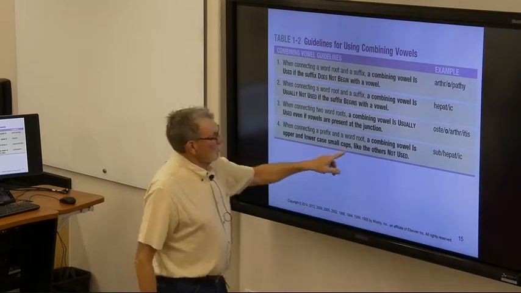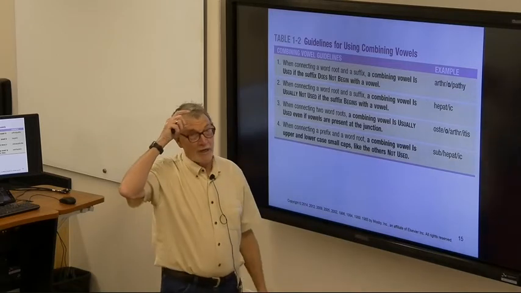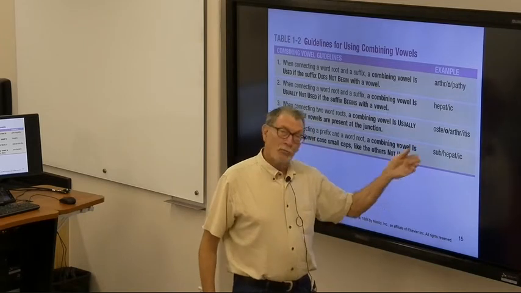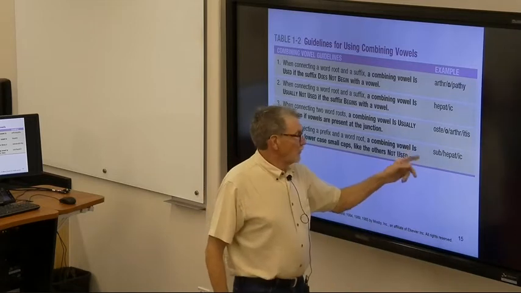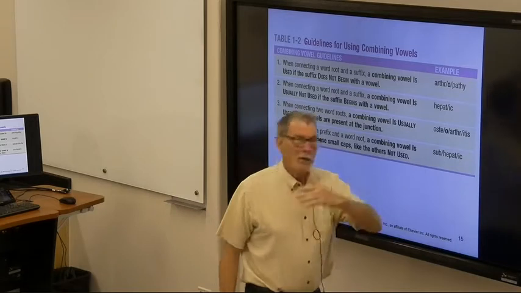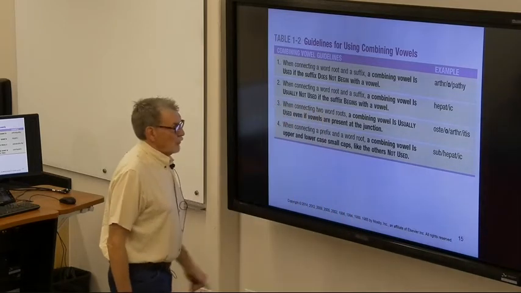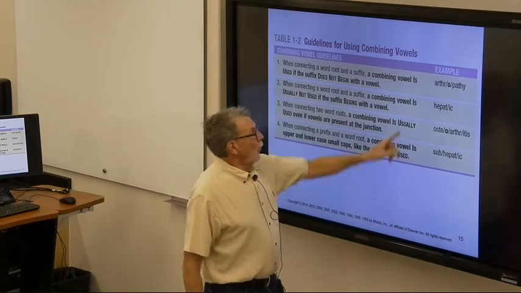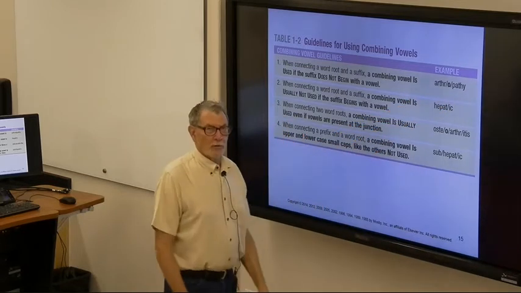A prefix and a word root, you usually don't stick the combining vowel in there. Subhepatic means below the liver. But you don't have to say subohepatic, subhepatic. There actually is a little break in the sound instead of putting a combining vowel in there. So the times you usually do use it are between two word roots, or a word root and suffix where there's no vowel already there.